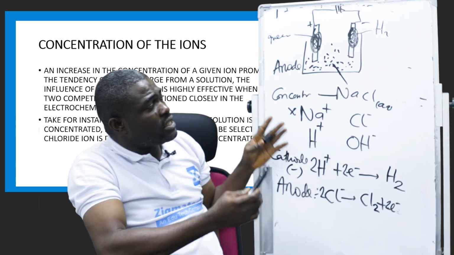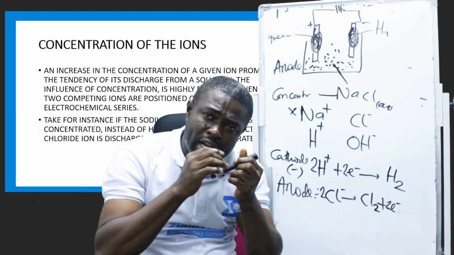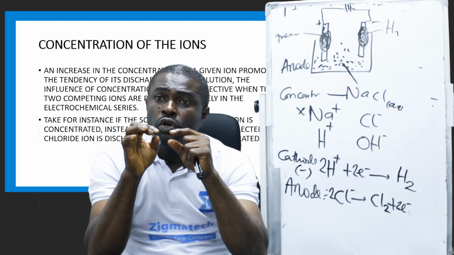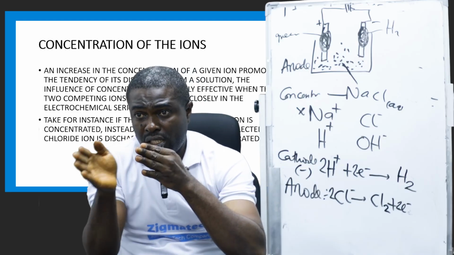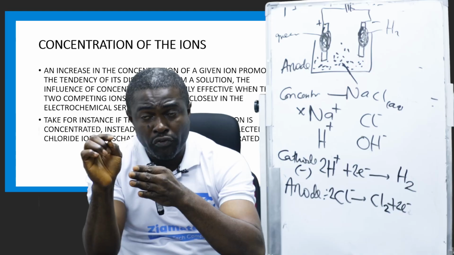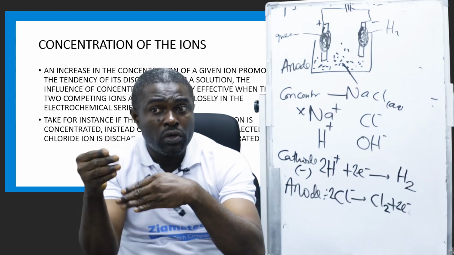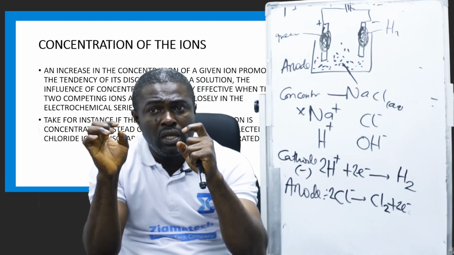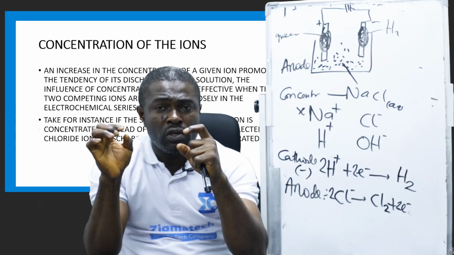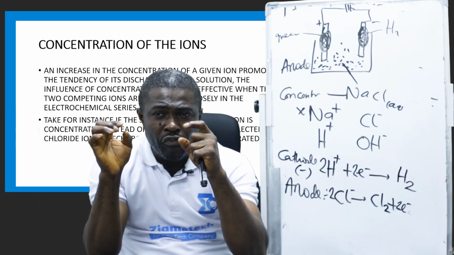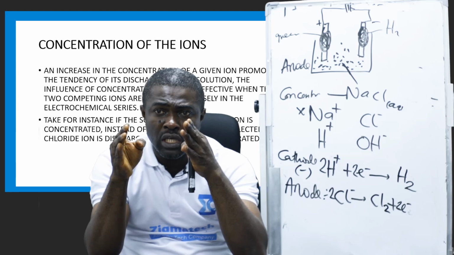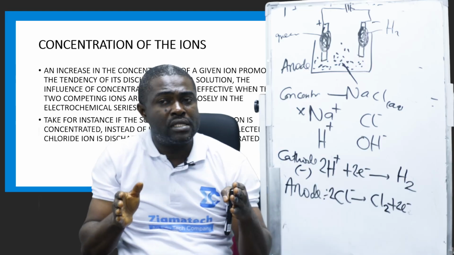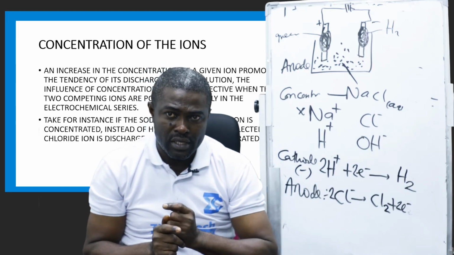Which is also colorless. So that is how we consider an electrolyte that is concentrated. I repeat, the one that is concentrated only affects the negative ions, right? Instead of OH being discharged, the other ion is discharged. Take note, this effect can only be possible when these two ions are positioned closely in the electrochemical series. That is where the concentration will have effect. If they are far apart, it may not have effect.